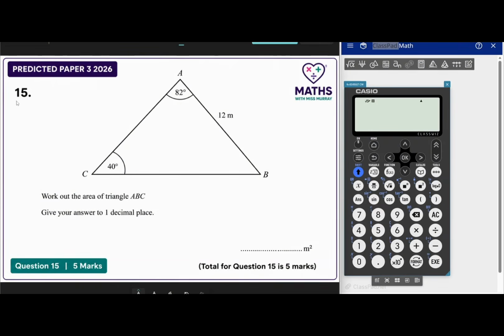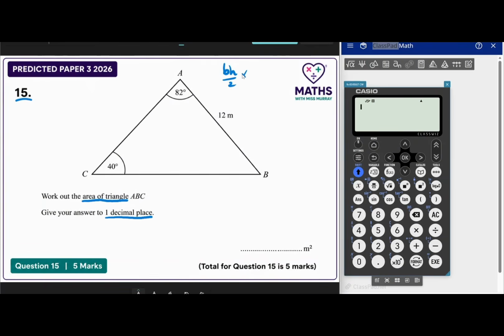Moving on to question 15, not too far away from the end now. So I have been asked to work out the area of the triangle to 1 decimal place. So this triangle here, if you think about area of a triangle, you probably think of base times height divided by 2. Well, we can't use that because we don't have the base or the height.